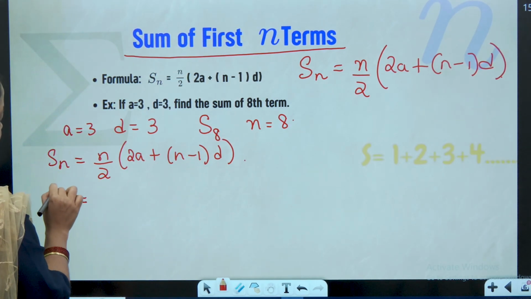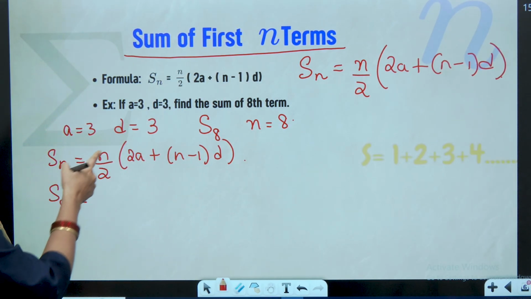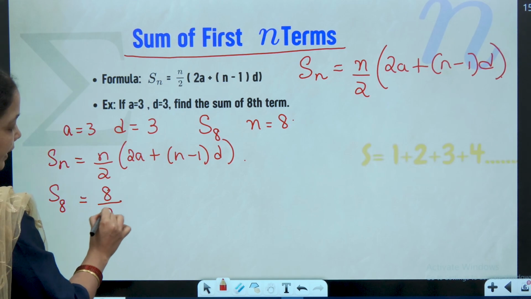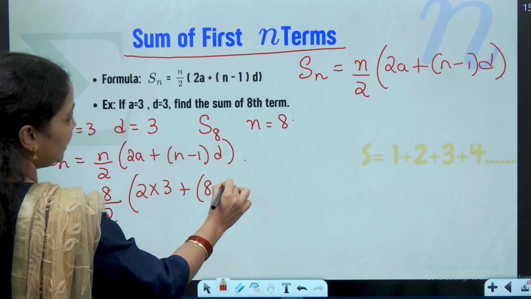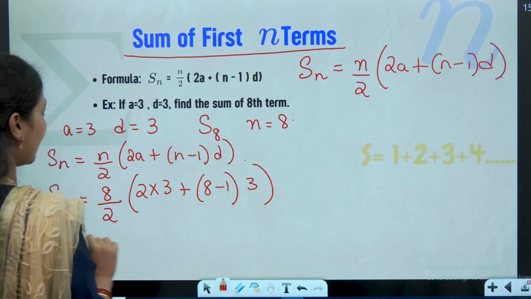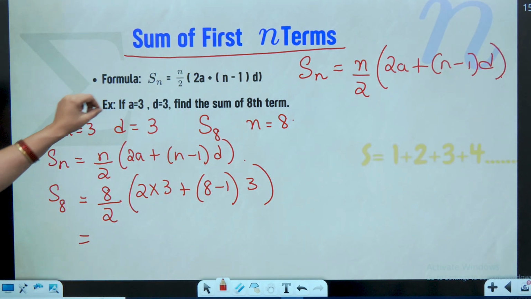What is n? I have to find S8. So n is 8. Substitute n as 8 here also. 8 by 2. 2 into a is 3. 8 minus 1 into d is also 3. Substitute aptly the exact thing given in the question.